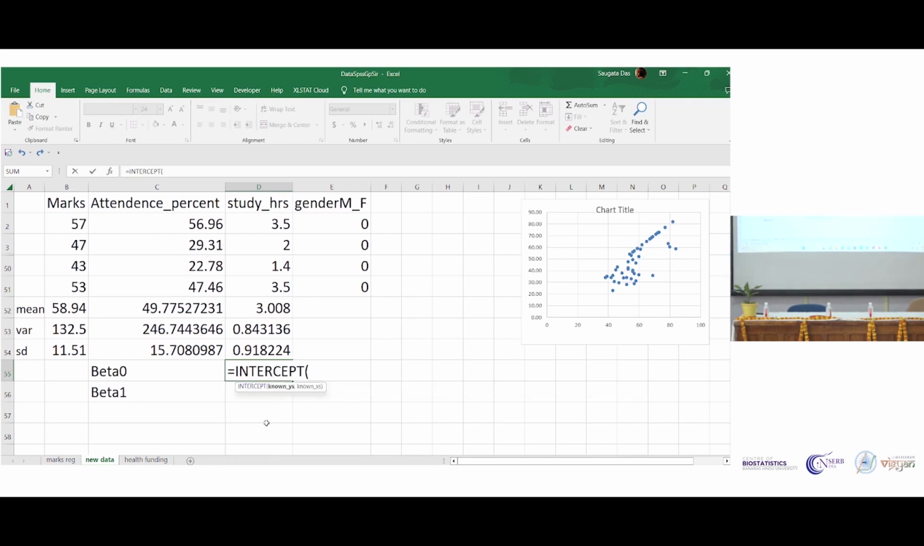Double click it. It will ask two things, known y, known x. Y means dependent. आपको डिपेंडेंट ही अब देना है, किसी को कभी भी नहीं देंगे. Okay, so I clicked in marks first and dragged up to last, and then put comma, and again click in this. This is known part, and bracket closed.